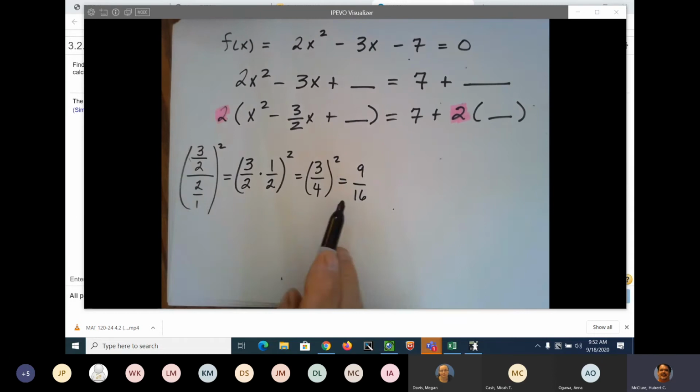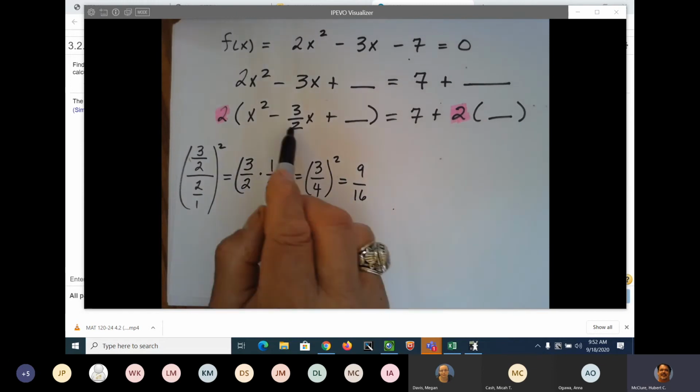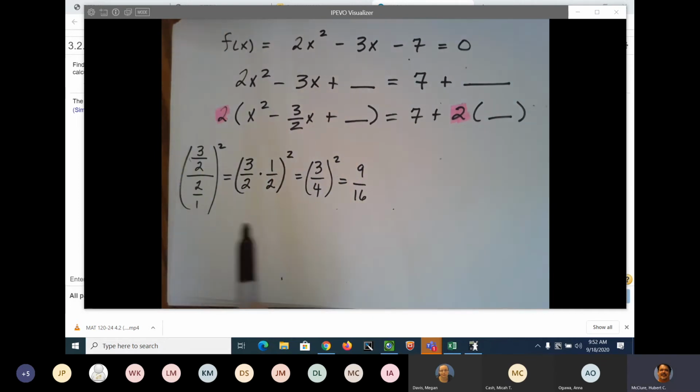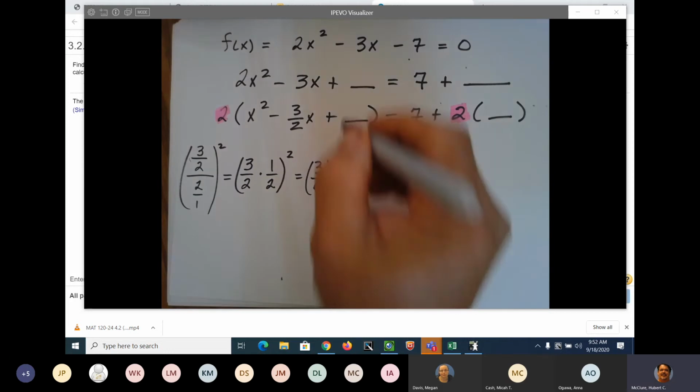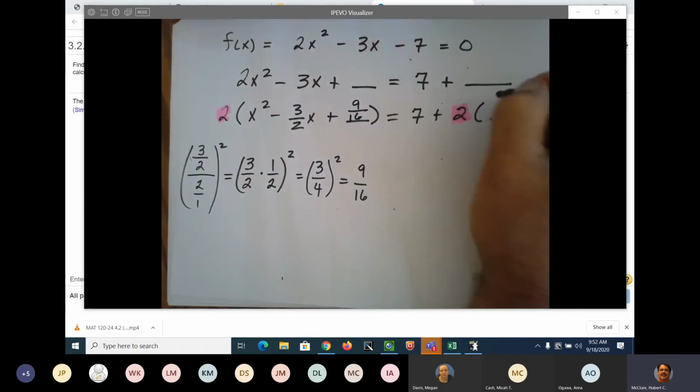Now that right there is what y'all suck at. Y'all can learn completing the square 1 through 6 all day long. But when that comes into a fraction, oh my gosh, y'all's heads explode. Not everybody in here. I'm talking about students, some students in general. So if you suck at fractions, you need to write this down right here, and you need to learn what I just did. So 9/16 goes here, and 9/16 goes here.